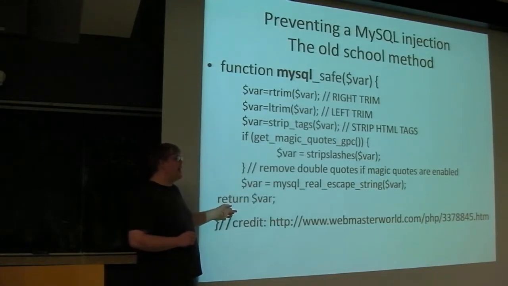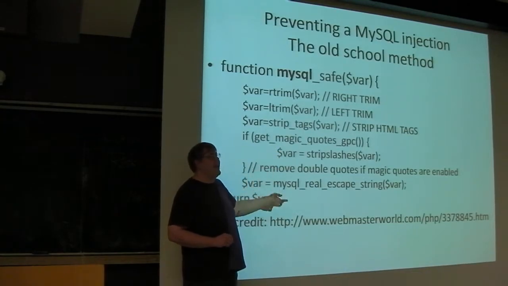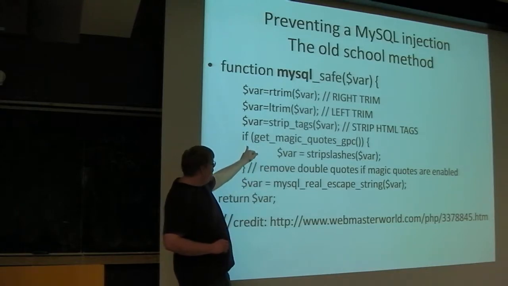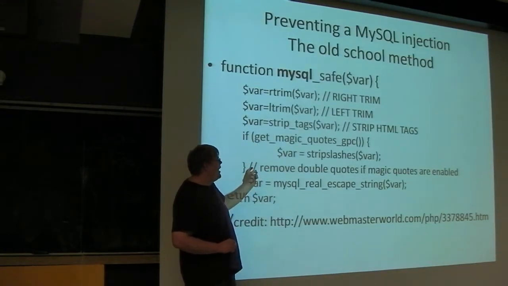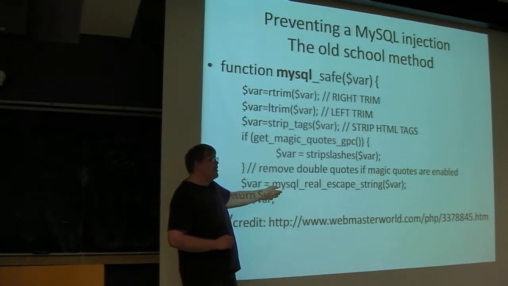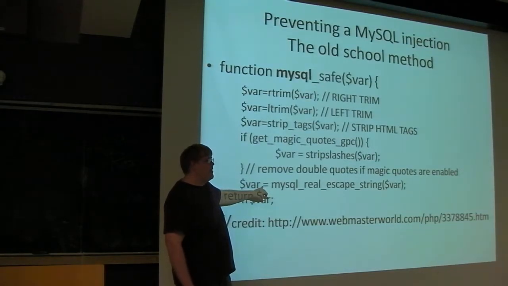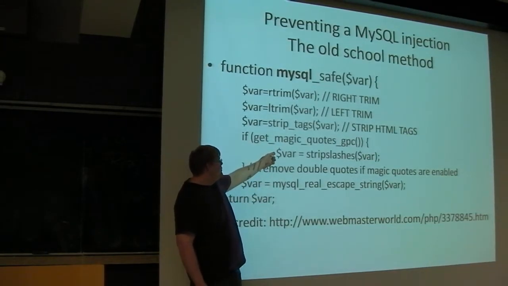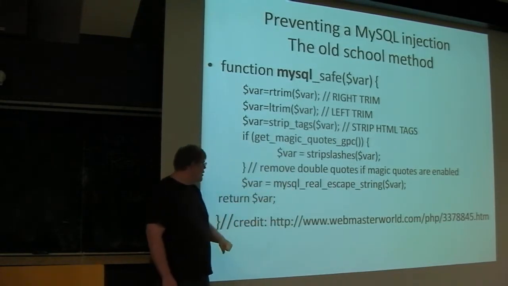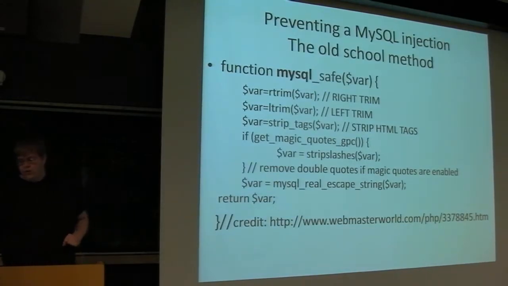Remember the backslash. Magic quotes automatically adds those to characters that could cause your drop. If that's enabled in php.ini, you're going to get double backslashes when you run the escape string function, which basically escapes everything that could cause MySQL to fail. So we take off that layer of slashes before we re-apply them. Then finally, we return the sanitized string, and that's the old way of doing it.